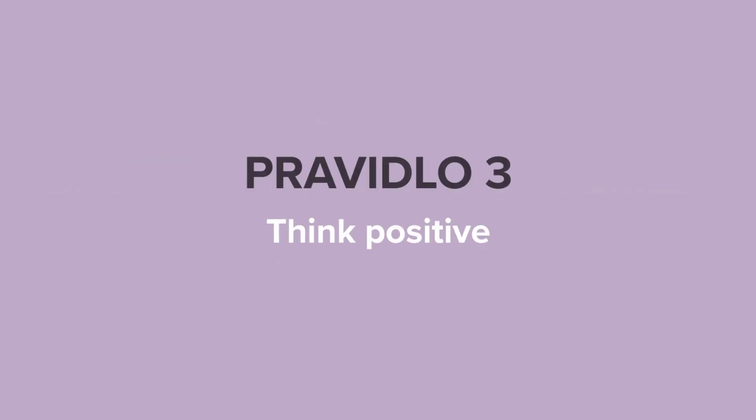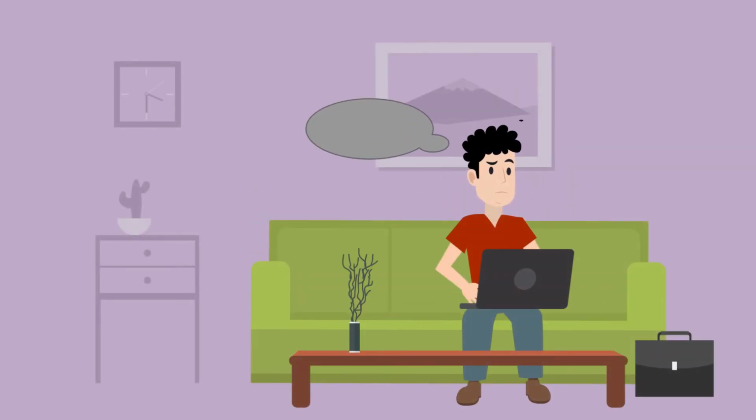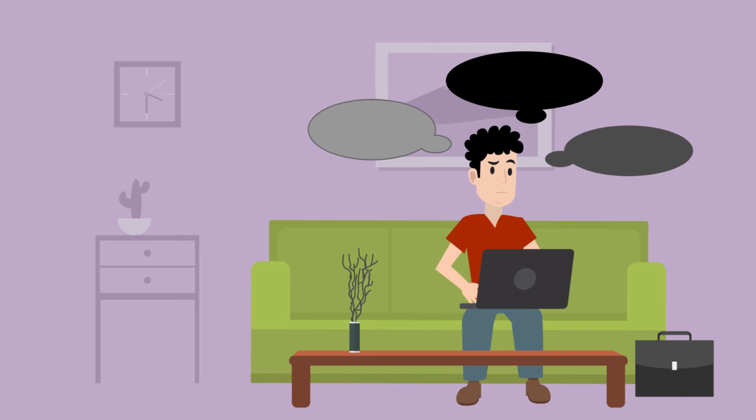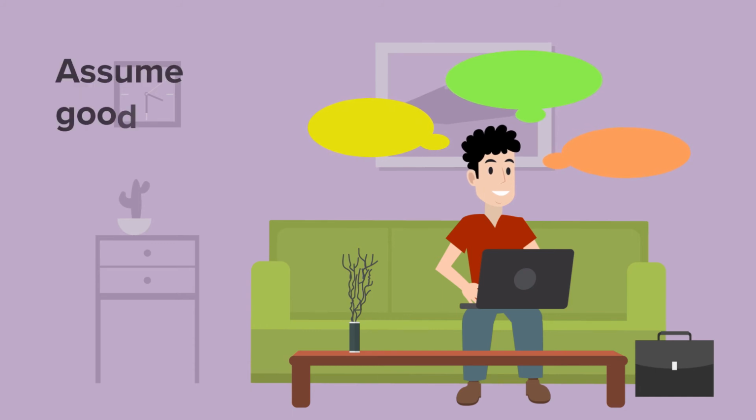Rule 3. Think positive. A flexible environment creates a lot of uncertainty, and it's up to 5 times more likely to form conflict. Think of others positively and assume good intent. You will want the same from them. And it's important to let the team know this.